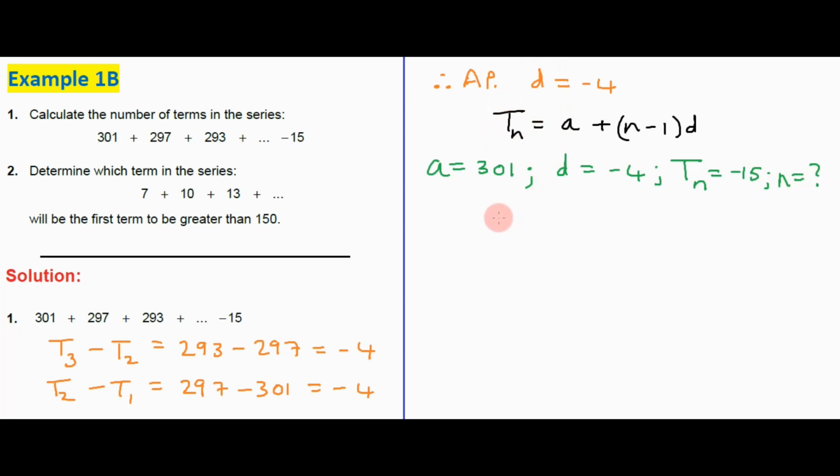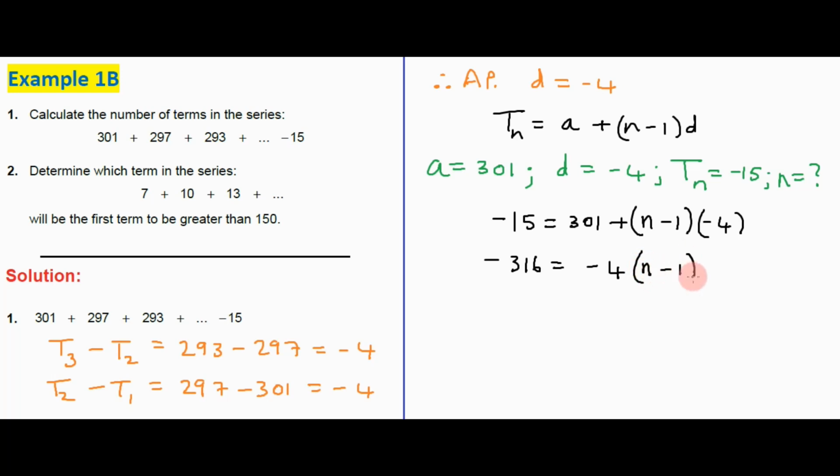T sub n is -15. A is 301. N is what we need to find. And the common difference D is -4. We have to solve for n in this equation. We can first take 301 to the left-hand side. We don't multiply into the brackets here. We now divide by -4 on both sides.